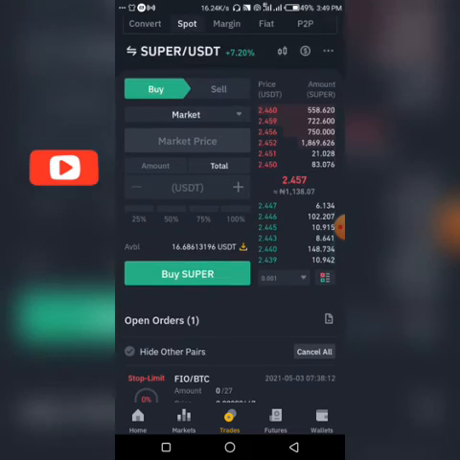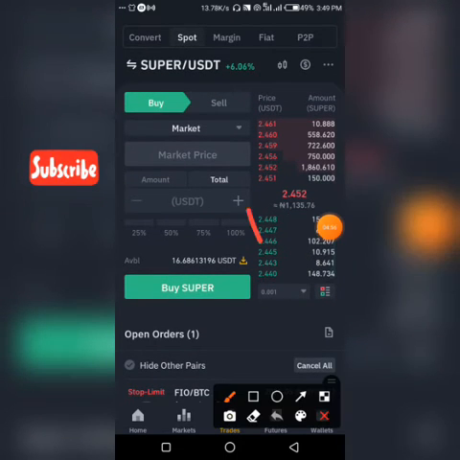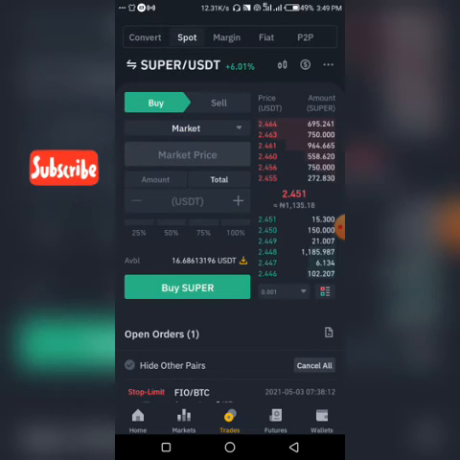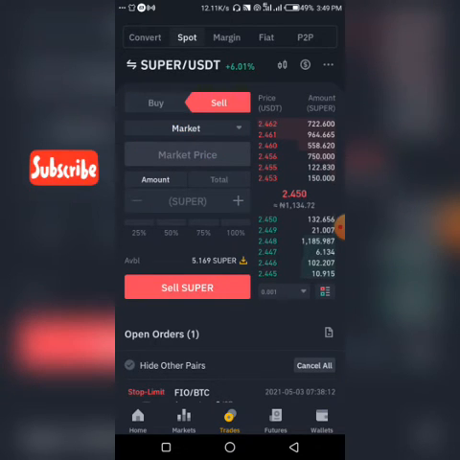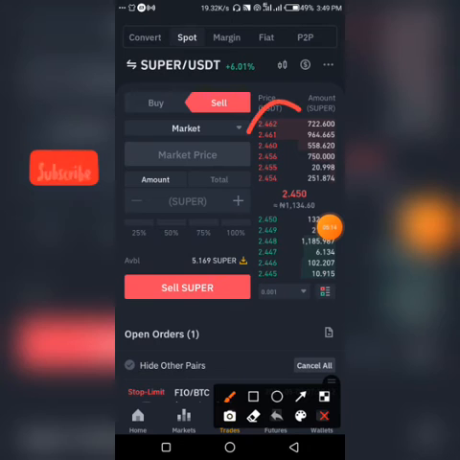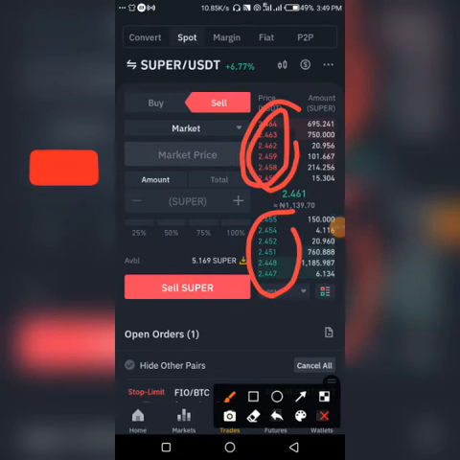We want to sell. So for you to sell this trade, you just have to come up here and click sell. This one is buy. You have already gotten buy. We've already bought our super. Now let's click on sell. As you can see, when you click on sell, it will now go red. This shows you that these people here are selling, and these people here are all buying. So the red ones are for sellers, the green ones are for buyers. So I hope you understand.